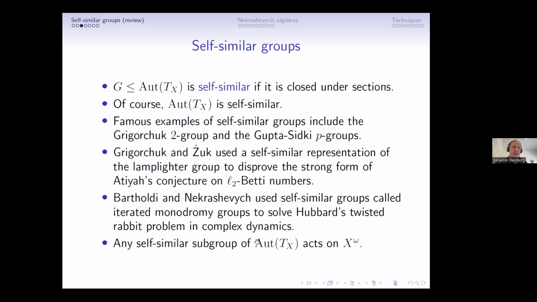This is by no means a complete list of interesting problems which have been solved using self-similar groups. And any self-similar subgroup of this automorphism group acts on infinite words. So for those who are familiar with self-similar groups, what I'm really talking about are faithful self-similar group actions, which is initially what people talked about. But eventually Nekrashevych said we can talk about self-similar actions that are not necessarily faithful. And those are also useful, but in this talk, I'm only doing faithful actions.